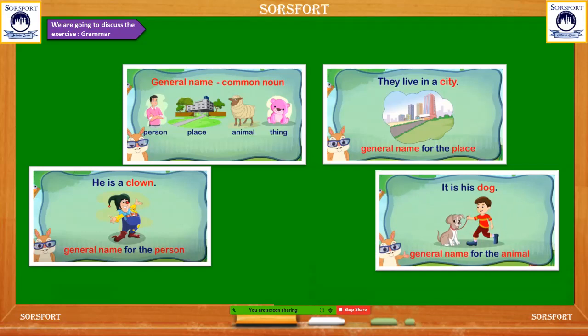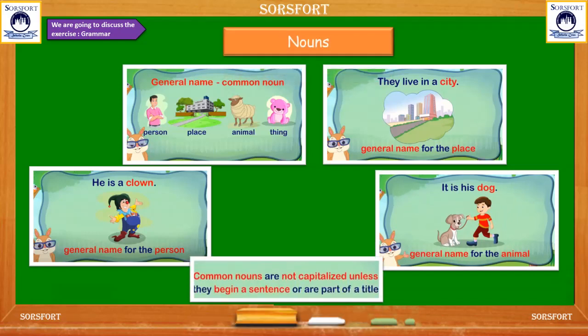Now, it is his dog. The general name for the animal is dog. Right now I don't know the name of this particular dog. So that's why this is the common name for this particular animal. Common nouns are not capitalized unless they begin a sentence or are part of a title. So most of the time we will write a common noun with small letters only, not capital letters.